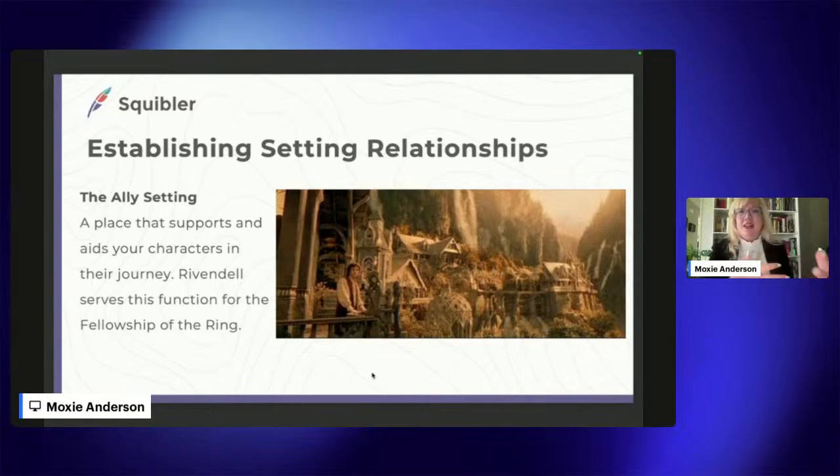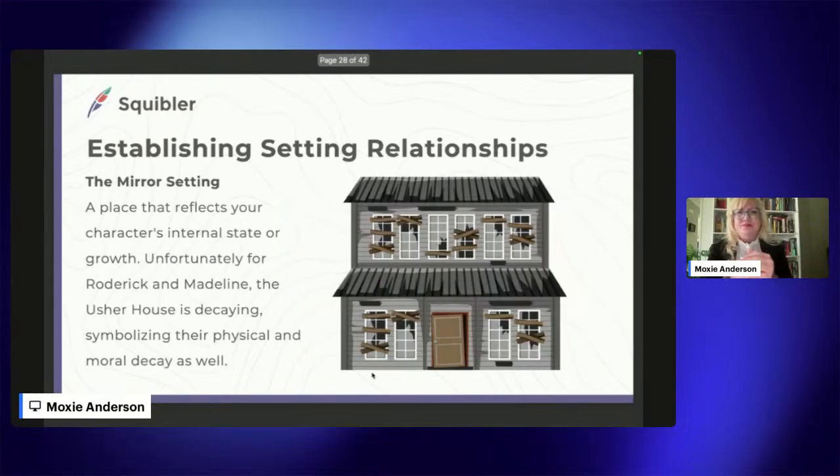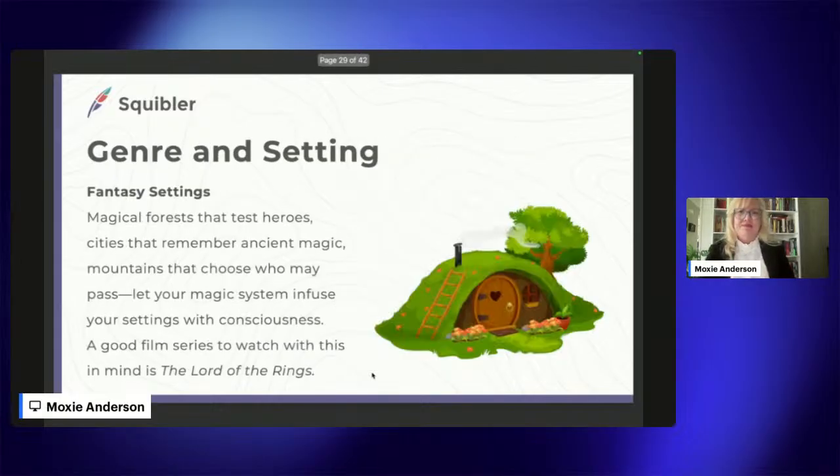You might also consider the ally setting. This is going to be a place that supports and aids your characters in their journey. Rivendell serves this function in The Fellowship of the Ring. The elves are welcoming to the hobbits here, and they welcome them in and let them rest and take care of them. You could also establish a mirror setting. This is going to be a place that reflects your character's internal state or growth. And unfortunately for Roderick and Madeline Usher in The Fall of the House of Usher, their house, the Usher house, is decaying, and that's also mirroring or symbolizing the Usher family's physical and moral decay as well.